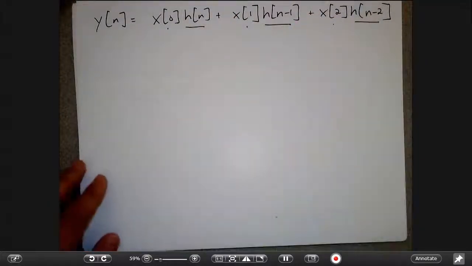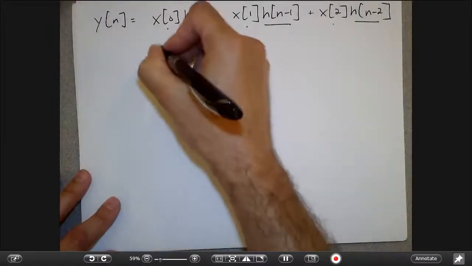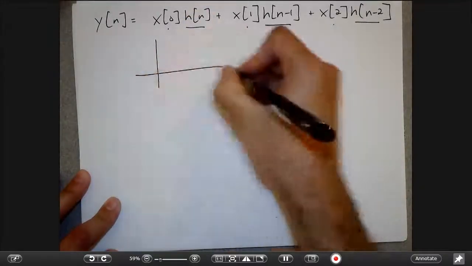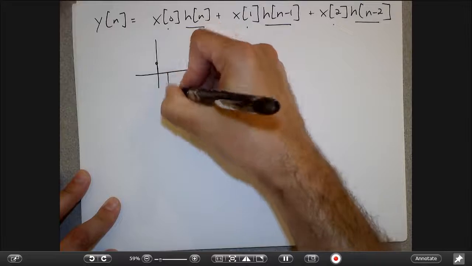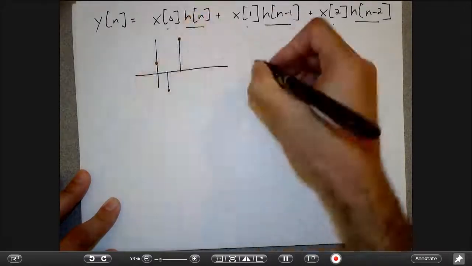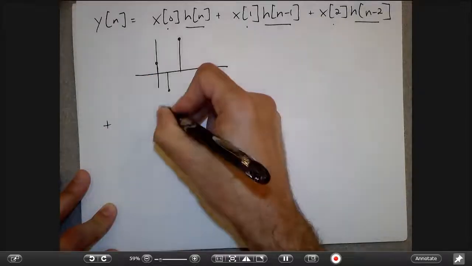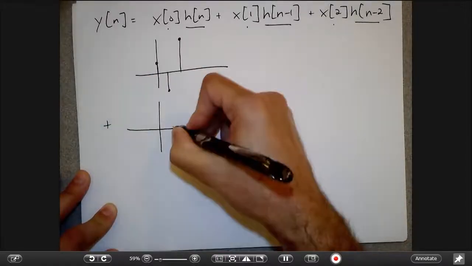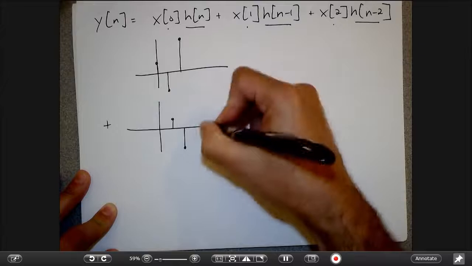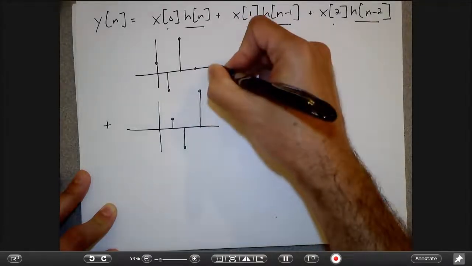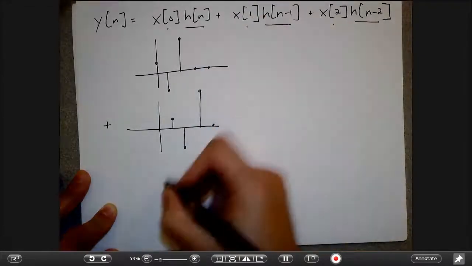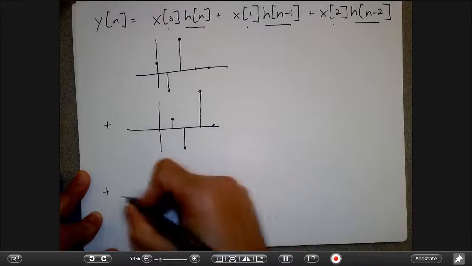And so what I can think of is saying, okay, I take the original impulse response, which looks like this. This is going to be the first term. Then I take a delayed version of that. I'm going to have to line these up to make sure I don't screw it up. And then I take a delayed version of that again.